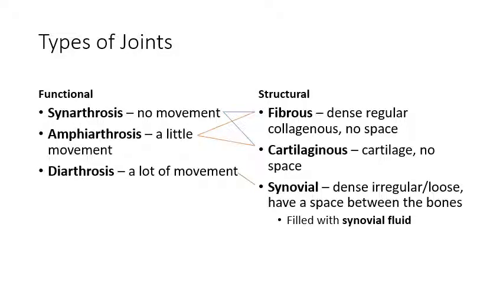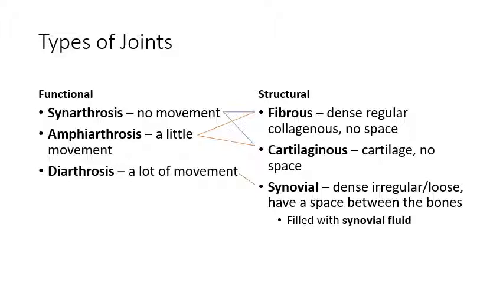So now we'll go over the types of joints. There's two different ways that joints can be classified. They could be classified according to their function or according to their structure. The functional classifications are the synarthrosis, amphiarthrosis, and diarthrosis. Synarthrotic joint is one that does not allow any movement. An amphiarthrotic joint allows a small amount of movement, and a diarthrotic joint allows a lot of movement.